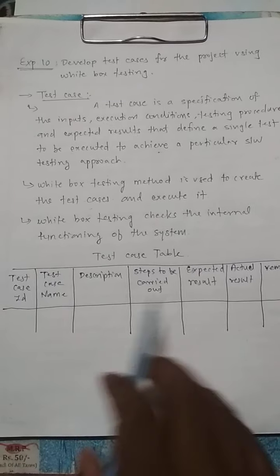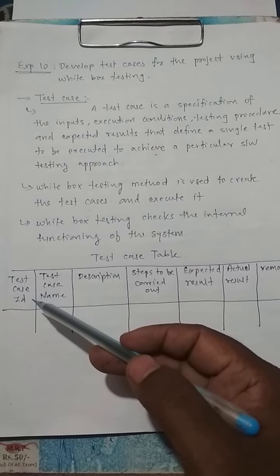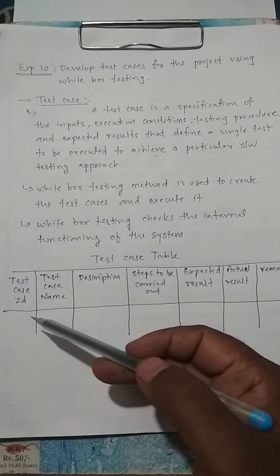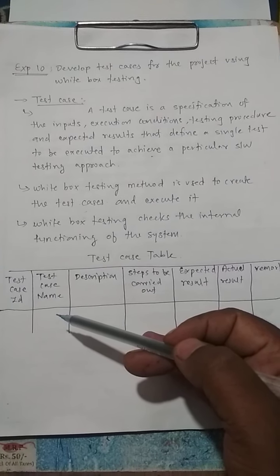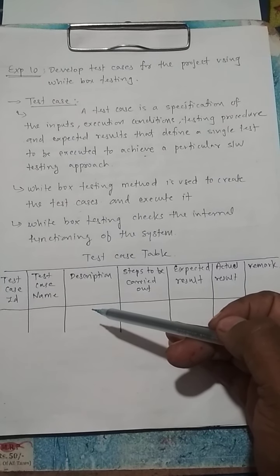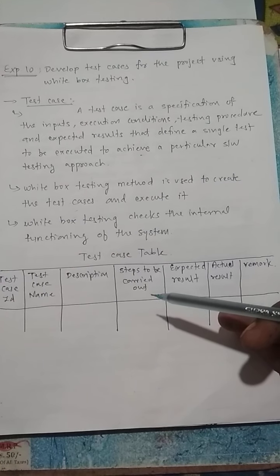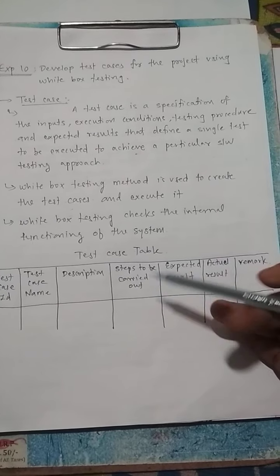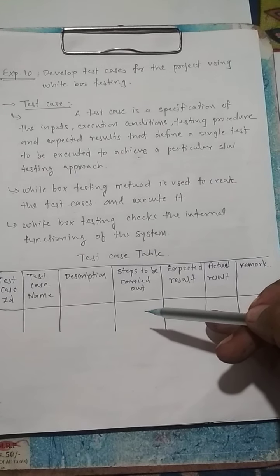In this test case table, a total of 7 columns are there. The first column is test case ID. Here we have to assign a unique ID for each test case. Then we have to give a particular name for that test case. Then the third column, we need to write the description about that test case. The fourth column is steps to be carried out by the tester. Here we have to mention the number of steps that the tester should follow.